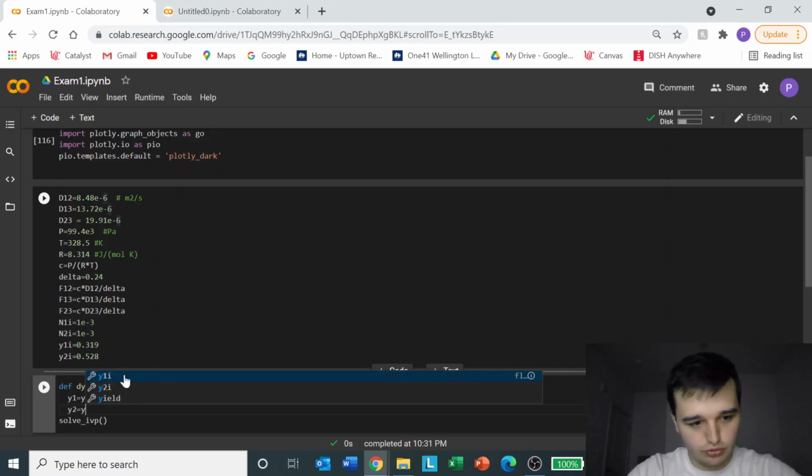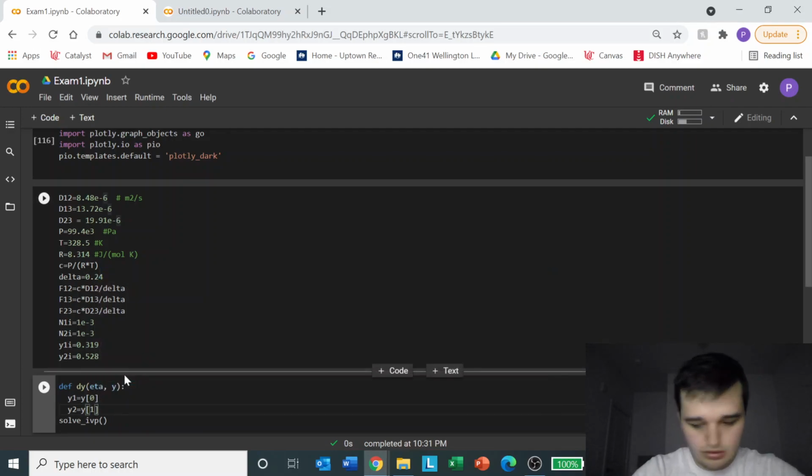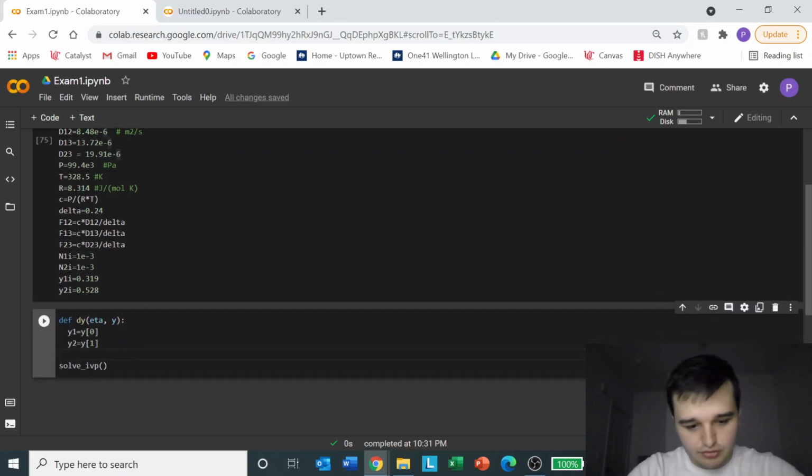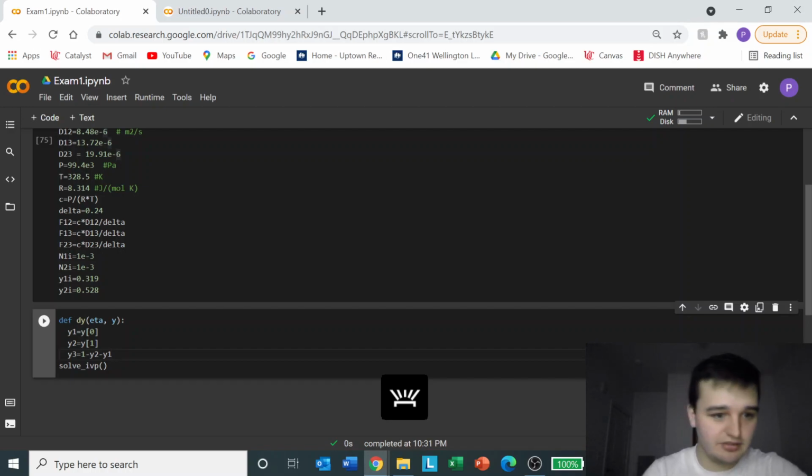Say y2 is equal to y bracket 1. Okay, and then mole fractions add up to 1, so we can say y3 is equal to 1 minus y2 minus y1. It's getting dark out. I think I might need to turn on my backlit keys.